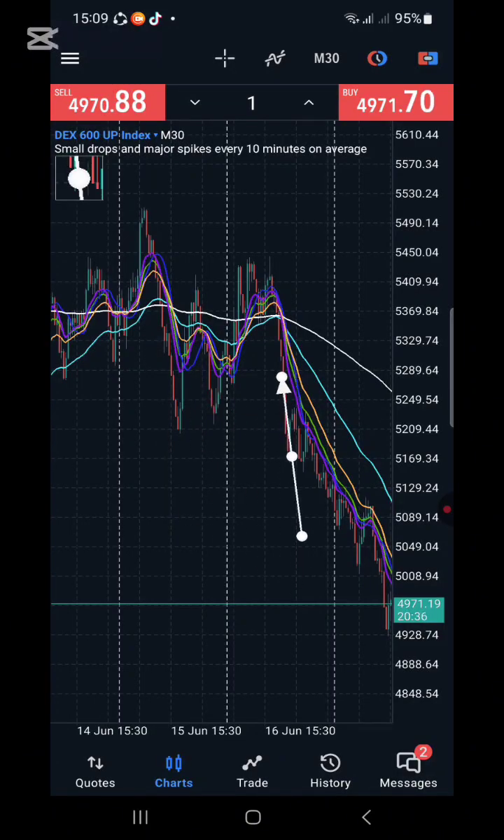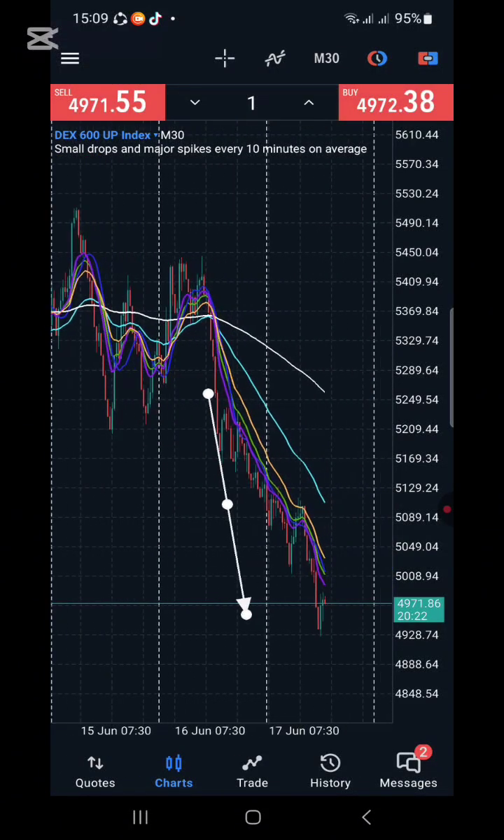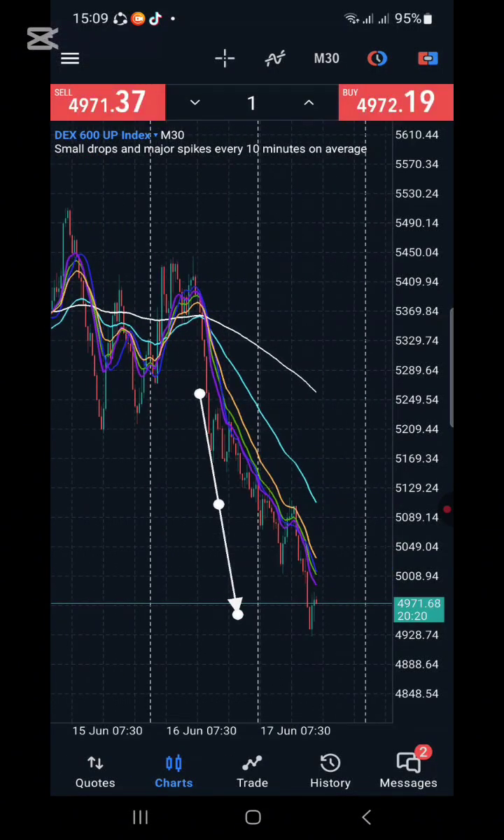So when you see these liquidity lines, and the light blue and the white crossing together, it's a golden cross, signifying that all the noise is ended. We are now rallying down, right? This is DEX 600 Up. That was in a severe downtrend, and it is still in the downtrend, right?